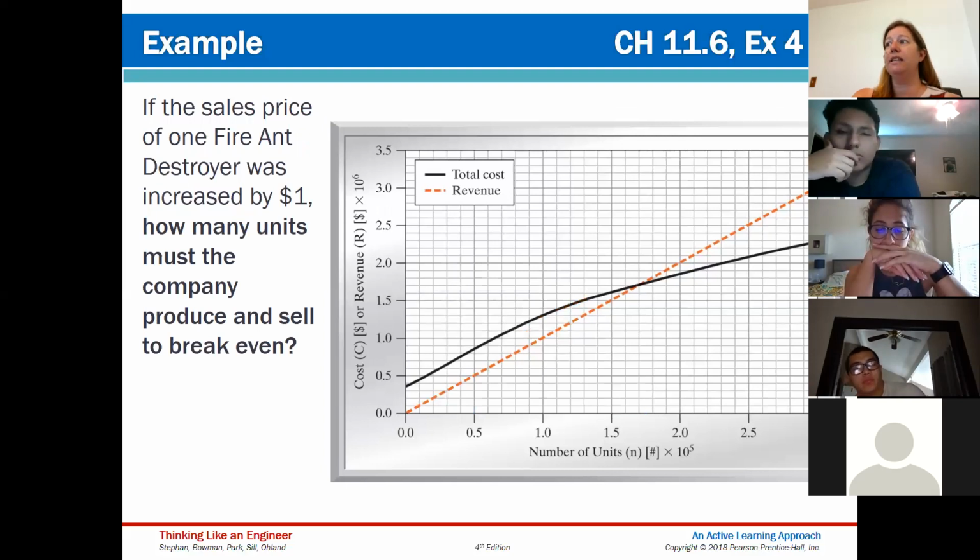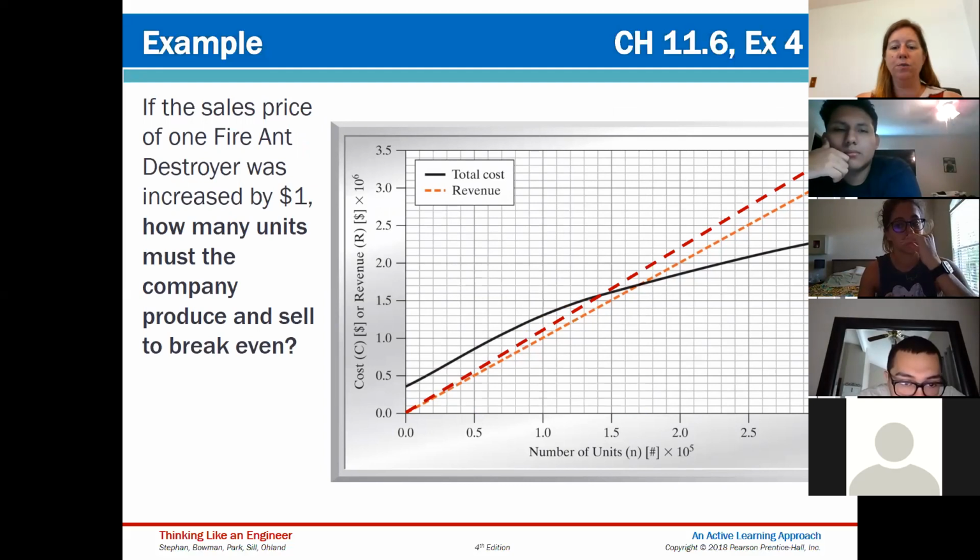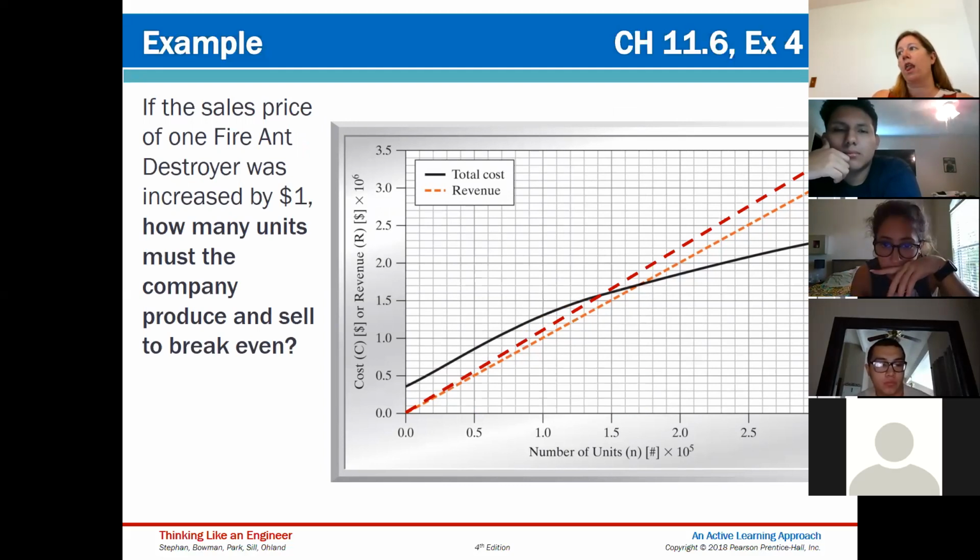So if we take this and increase our price by $1, how many units must the company produce and sell to break even? So we have our current revenue line. Now we've upped that and increased our revenue line to now hopefully create a new break-even point by increasing the sales price of our fire ant destroyer. So when are we going to now break even? 140,000.